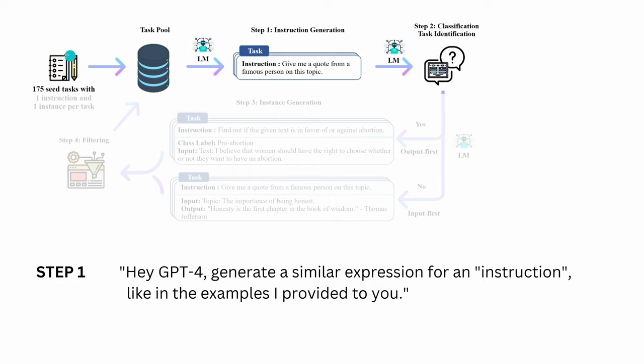The first step is the humans write examples, 175 human-written examples. They are put here in a pool. And then we say, step one, hey, ChatGPT-4, generate a similar expression for an instruction, like in the examples I provided to you. So ChatGPT looks at the 175 human-written examples and generates an instruction: give me a quote from a famous person on this topic. So here we have our first instruction. Great.